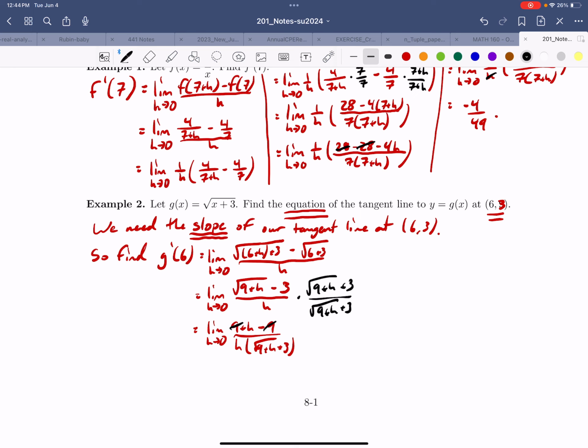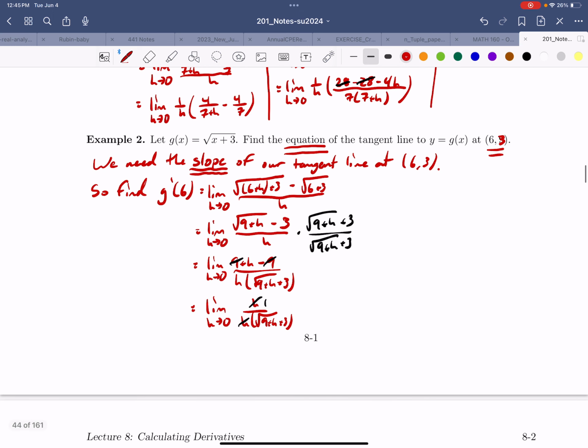These are going to cancel, and we're just left with an h over h. And then you cancel that and that, and you're left with a 1, and then you wind up getting 1/6, okay? So you might think, oh, we're done, right? No, we're not done.